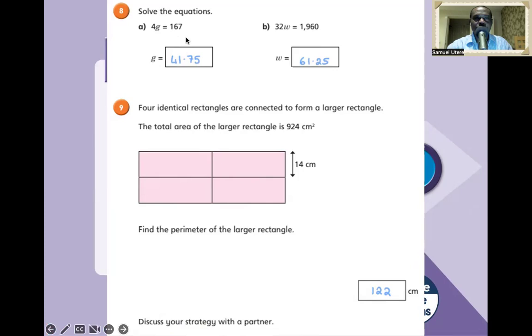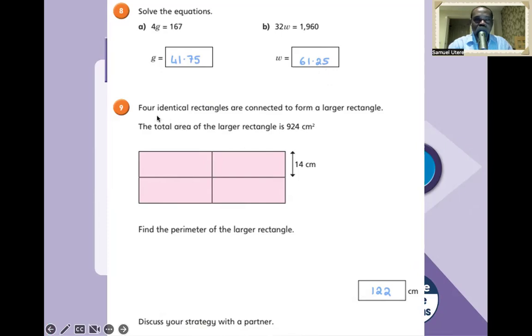You can see you're now required to use 2 skills: your skill of knowing how to solve equations and your skill of knowing how to do division of integers, using our formal written method. This one is the same thing. So you need to know how to solve equations and how to do your division of integers using the formal written method that we've been learning.